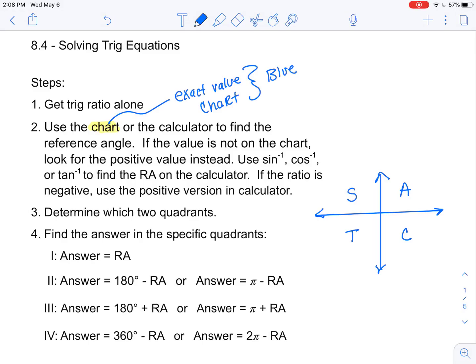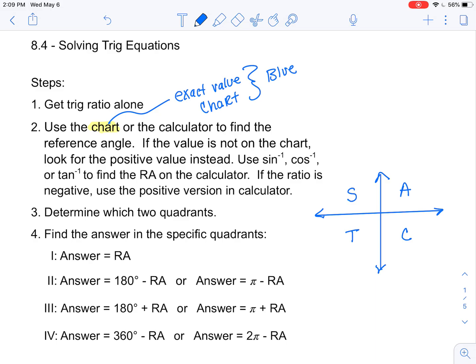8.4, solving trig equations. So now we're going to move into solving trig equations, and we have some steps here for you to follow to help you through that. The first step is to get the trig ratio alone, and we're going to use that trig ratio to help us solve for the angle. So when you're solving trig equations, you're solving for the angles that make that equation true.